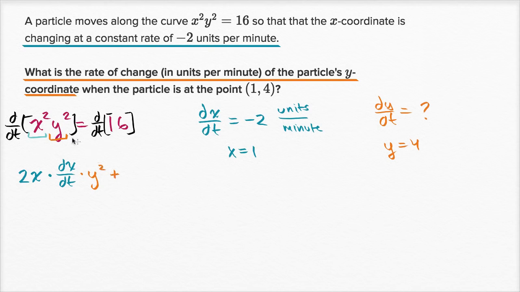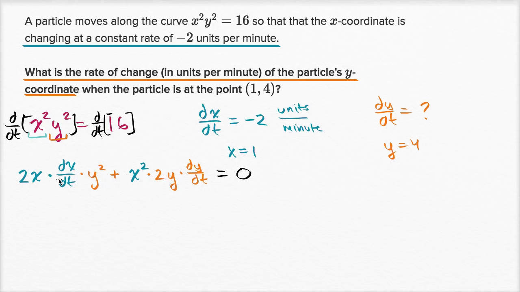And then that's going to be plus the first function, which is just x squared, times the derivative of the second function with respect to t. And so once again, we're going to apply the chain rule. The derivative of y squared with respect to y is 2y, and then times the derivative of y with respect to t, times dy/dt. And then that is going to be equal to the derivative with respect to t of 16. Well, that doesn't change over time, so that's just going to be equal to 0.